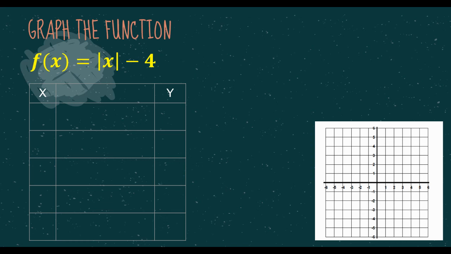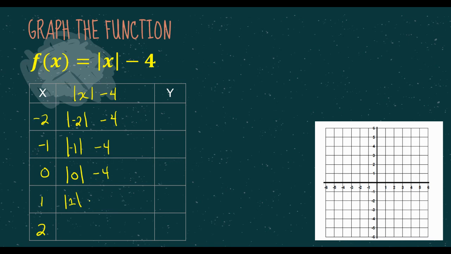Okay, here's another one. So I'm going to write the function inside the table value. So it says take the absolute value of something and then subtract 4. So we're going to use -2, -1, 0, 1, and 2 on this one. So absolute value, then take away 4. So plug in -2, absolute value, take away 4, and so on for each value.